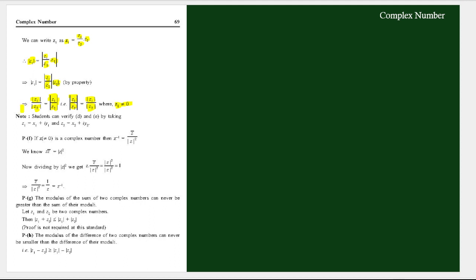Here it says you can do this one also using this formula, by taking Z1 as x1 plus i y1, Z2 as x2 plus i y2. You can prove this. Next is, if Z is non-zero, then its inverse, Z inverse, is conjugate of Z divided by square of the modulus Z. This is our property F.